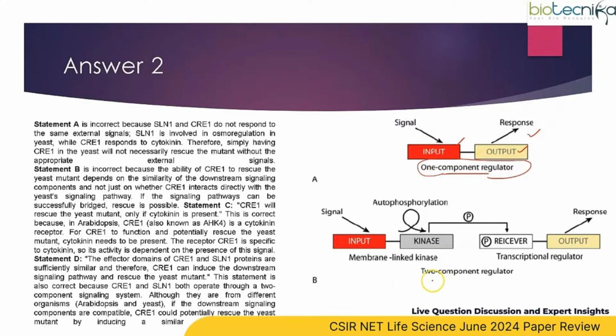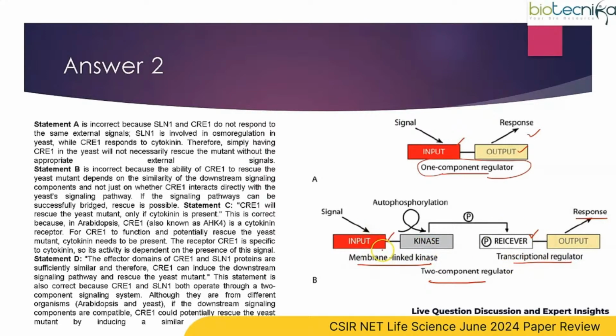But if we talk about the two-component regulator, in that case you have a kinase. You have an input and output. So a kinase is associated with the input protein, which receives the signal, and the output is associated with the receiver protein, which ultimately will give the response. So we have two components. One is the membrane-linked kinase over here, the other one is the transcriptional regulator.